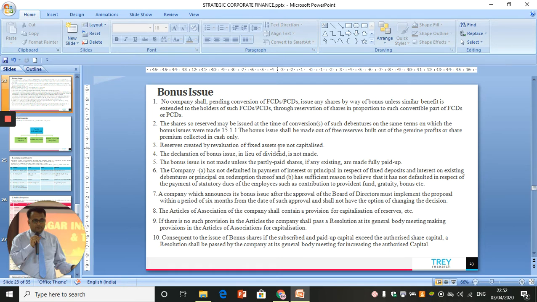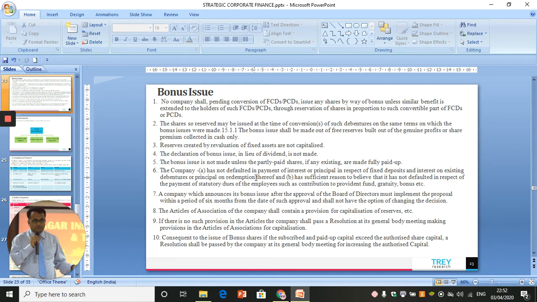The declaration of bonus issue in lieu of dividend is not made. So, declaration of bonus issue cannot be made in lieu of dividend. Then the bonus issue is not made unless the partly paid shares, if any existing, are made fully paid. If there are any partly paid shares, then they have to be fully paid. Then only bonus shares will be issued.